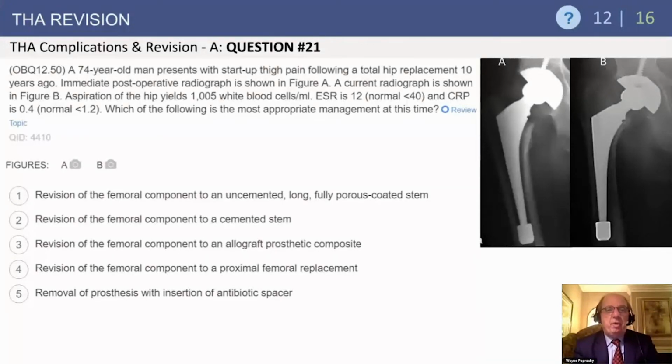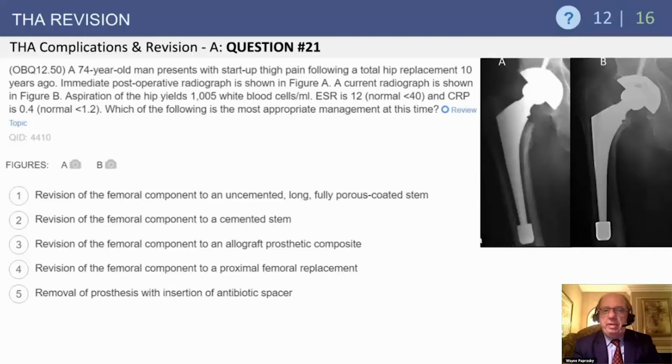You have a 74-year-old man with startup pain, hip 10 years ago. So we have a comparison radiograph, immediate post-op on the left, current radiograph on the right, aspiration, 1,000 cells, normal SED rate, and CRP.